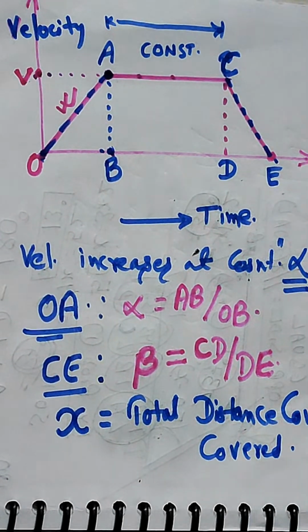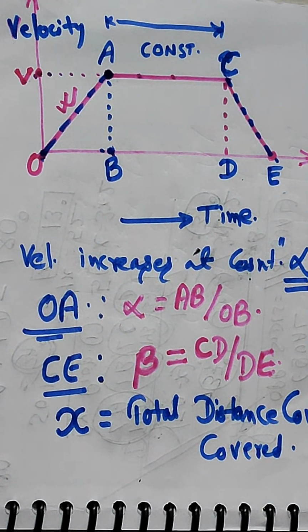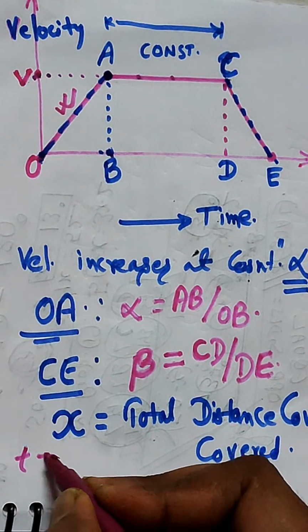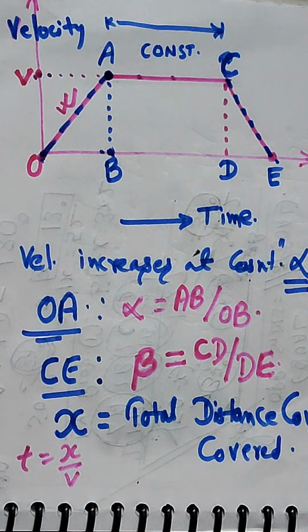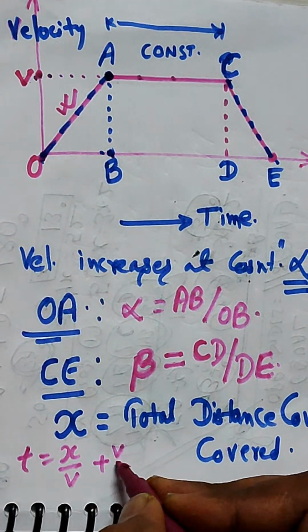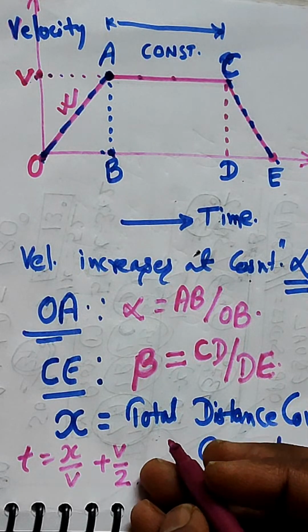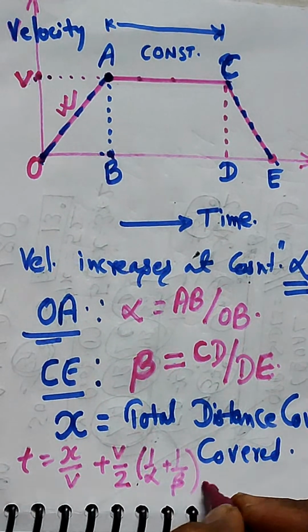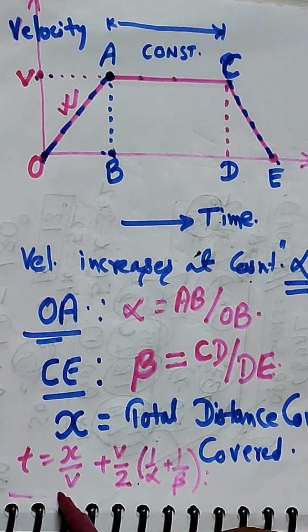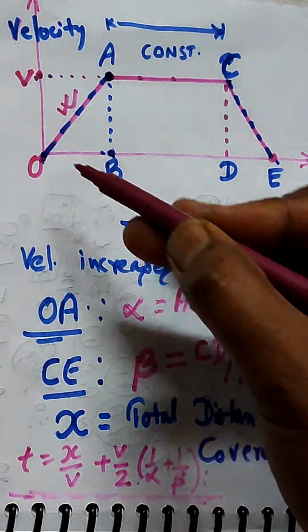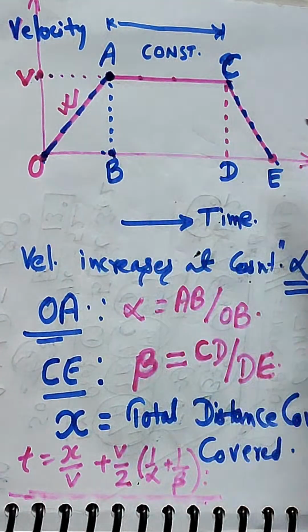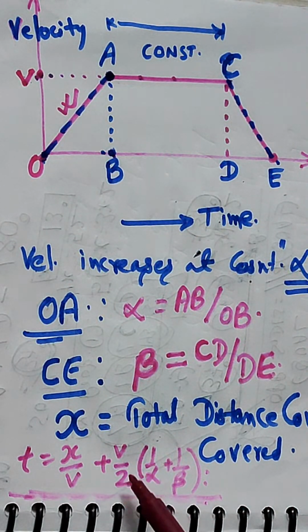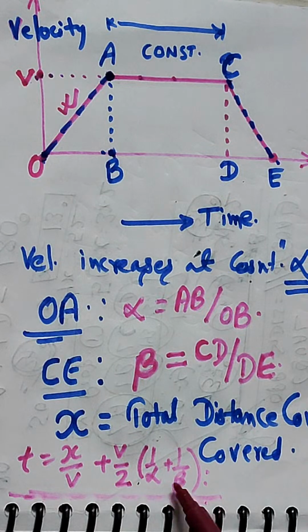The total time taken t is given as equal to x by v plus v by 2, 1 by alpha plus 1 by beta. This we need to prove. Okay. We'll see how we will be coming to this figure. So this is the requirement that the time interval for the entire duration of this travel is equal to x by v plus v by 2 times 1 by alpha plus 1 by beta. Okay, this will be the product as you are seeing over here, right? So this we need to prove.